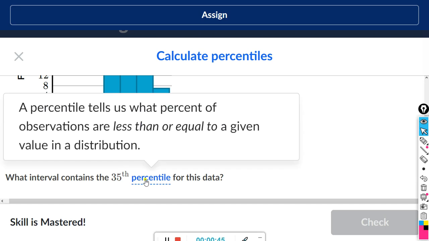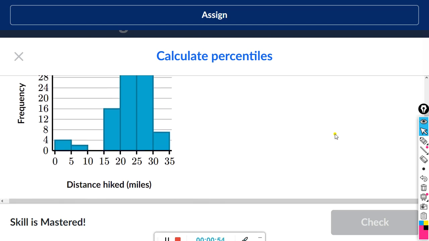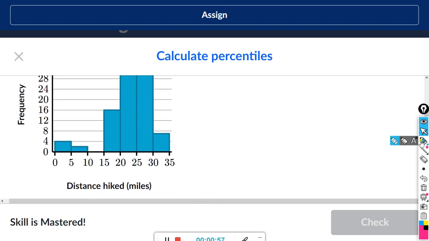Okay, so a percentile tells us what percent of observations are less than or equal to a given value in a distribution. If you recall, the median is the 50th percentile. So on the lower end for distance, that's going to be like the 0 percentile. And as you go to the right, as you increase, you head toward the 100th percentile. Since we're looking for the 35th percentile, it's going to be a little bit more toward the lower end.